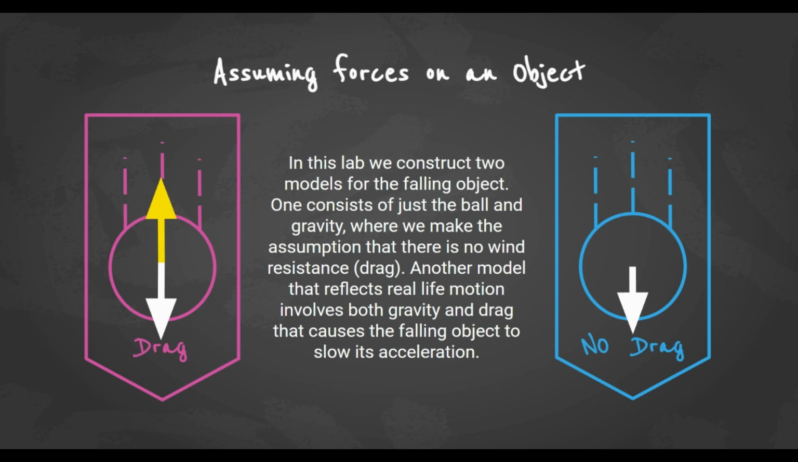So we'll see that when we drop our object and analyze it with Tracker, there will be drag on that object, as opposed to when we put it into the code, where we'll get slightly different numbers due to the fact that we're not assuming drag in that assumption.